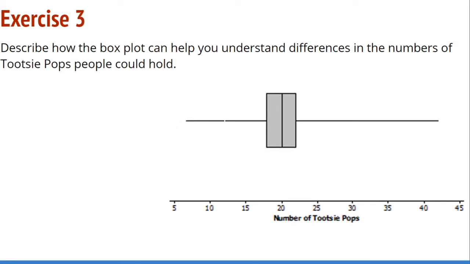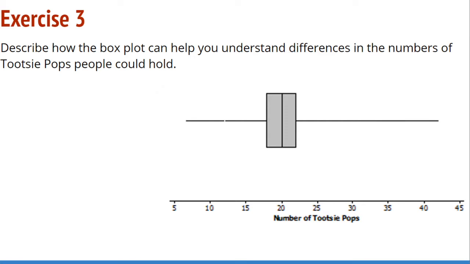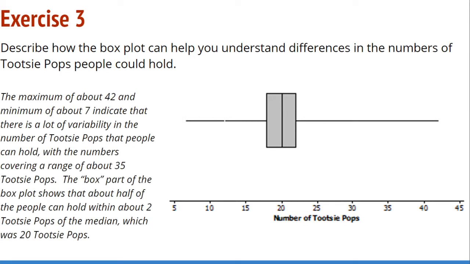So describe how the box plot could help you understand differences in the numbers of Tootsie Pops people could hold. So looking at this box plot right here, what can I see there that could help me understand the differences that are occurring here? Well, the maximum of about 42 and the minimum of about 7 indicate that there is a lot of variability. We are spread out a very long ways on how many Tootsie Pops people were able to hold.